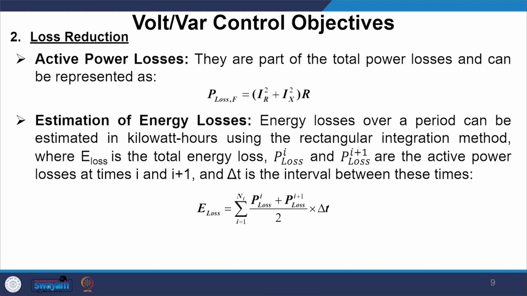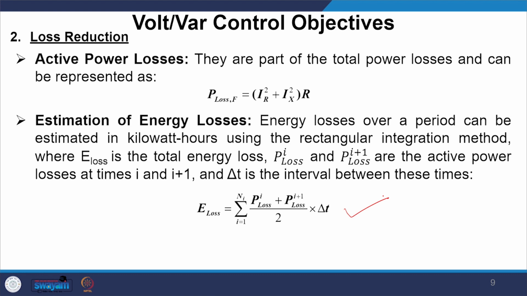So the active power loss component is part of the total power losses and can be represented as I squared times R. And the estimated energy losses one can calculate using the following formula.